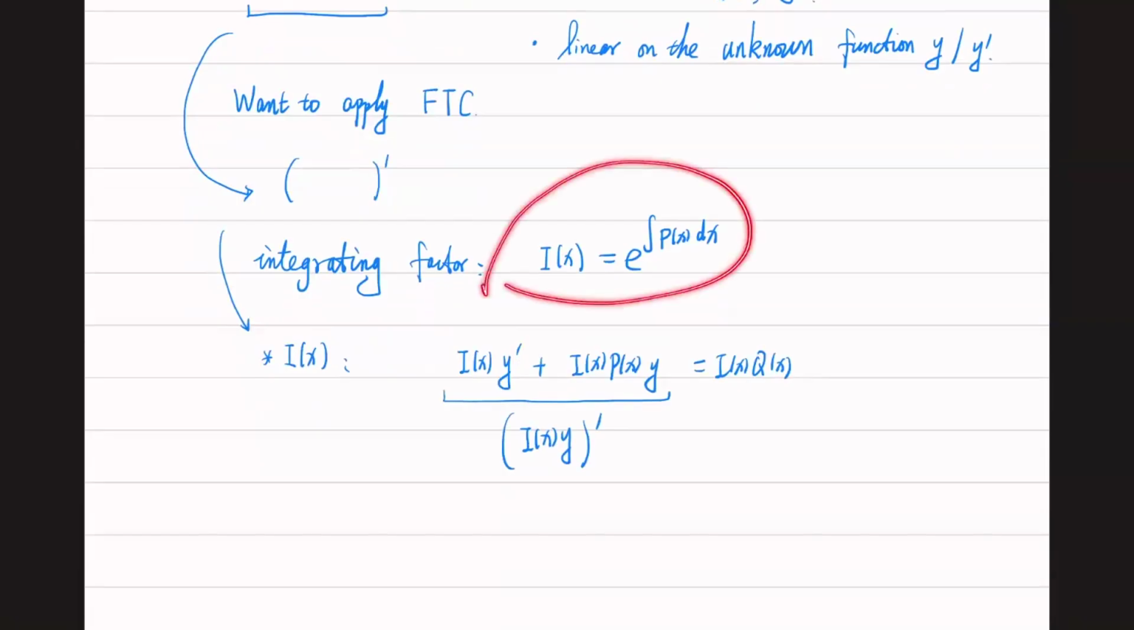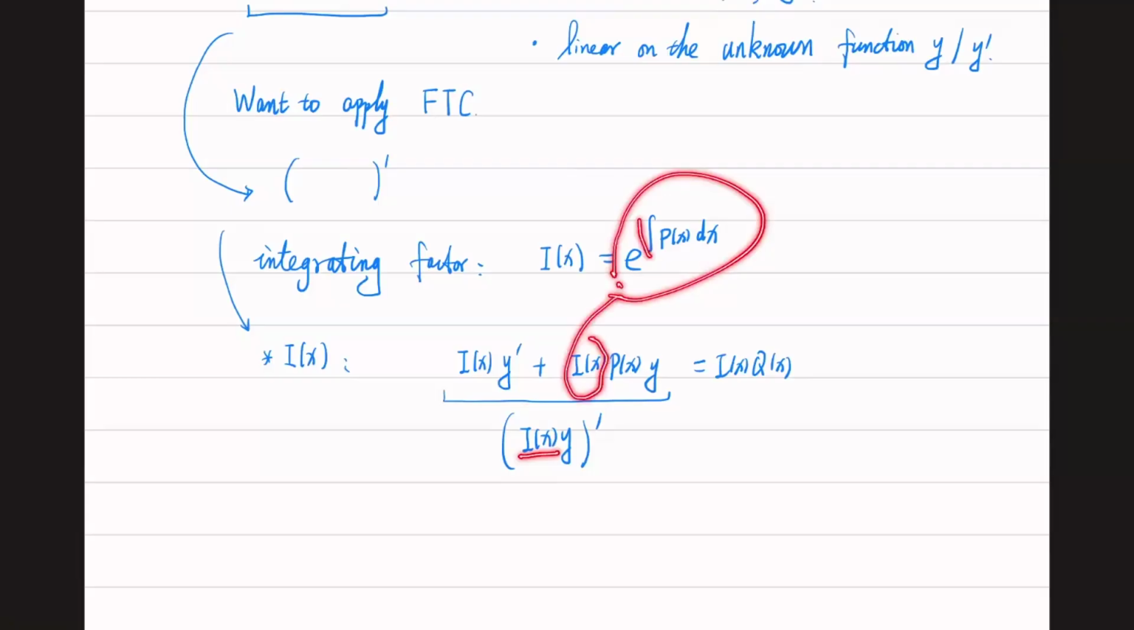If we apply the product rule, the derivative of y is the first one, and for the derivative of I, because it's an exponential, we apply the chain rule. So I and the derivative of the exponent give us p of x. Now our differential equation looks like this, so we can apply the fundamental theorem of calculus because it's a derivative.